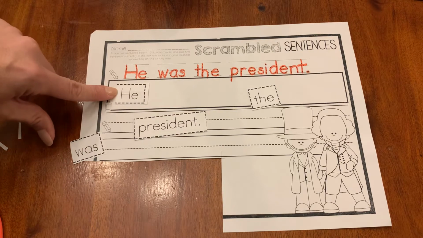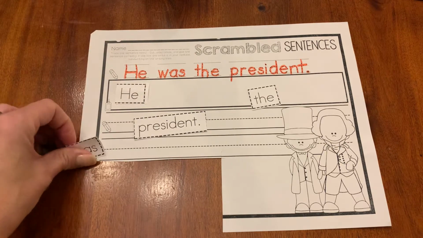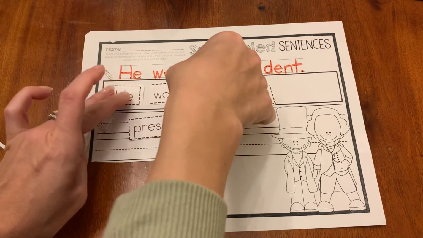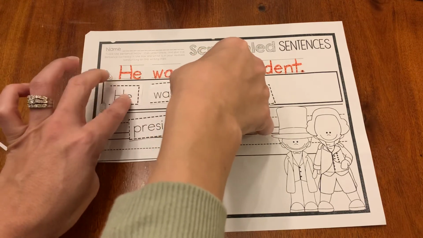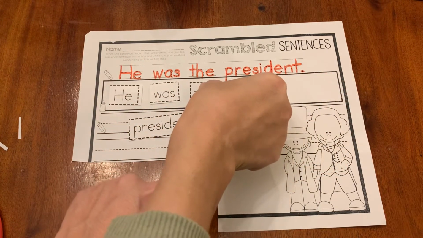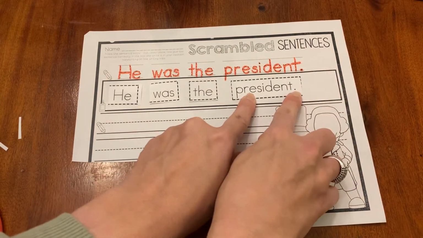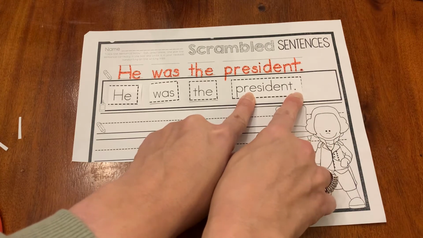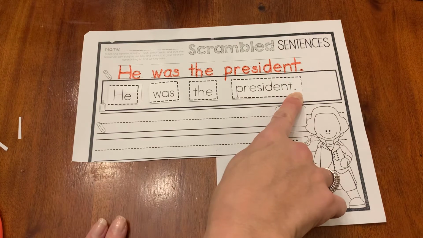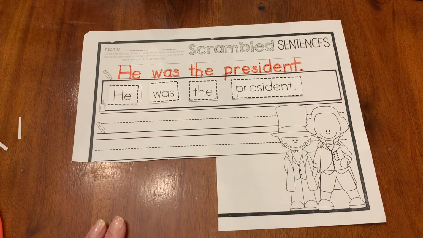So I have he. Then I need to look for the next word, was. So I take was and I place it underneath. Notice I'm leaving a space between he and was. The next word is the. And my last word is president. And the last word is always going to have a period at the end. A period means that's the end of the sentence. Can you read my sentence with me? He was the president.